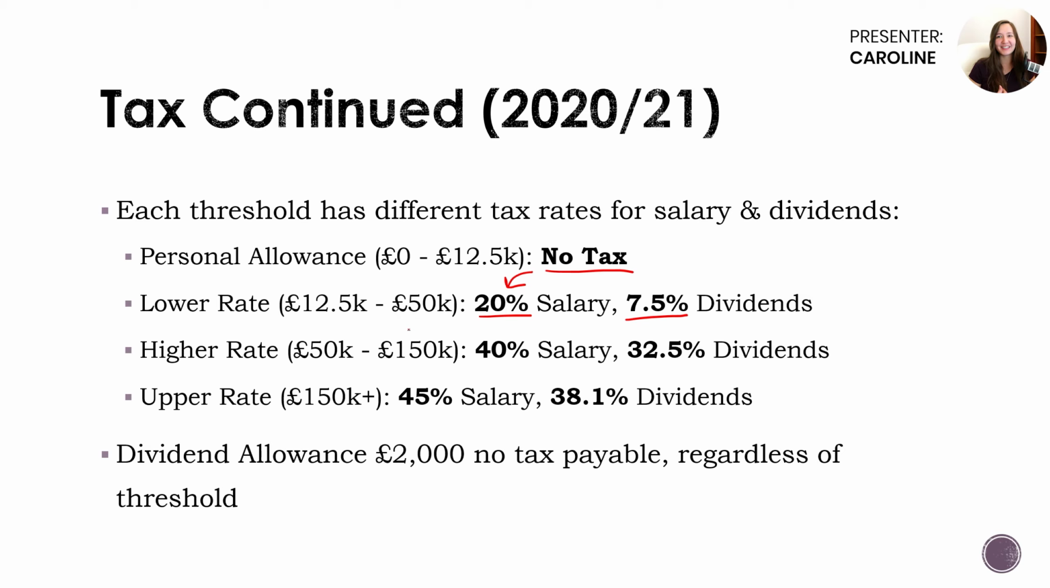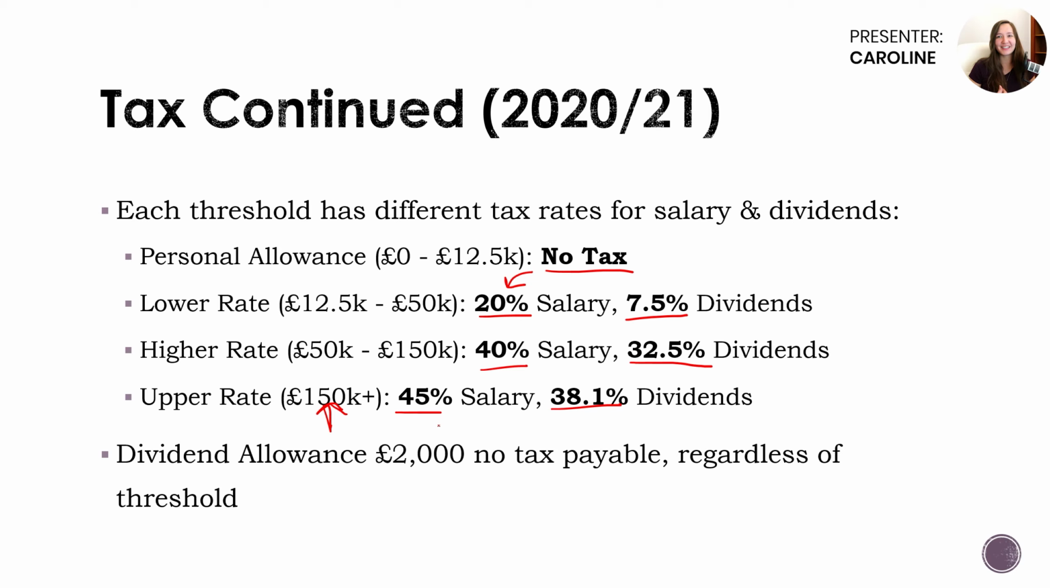The higher rate threshold between 50,000 and 150,000 has 40% tax on salary and 32.5% tax on dividend. The upper rate threshold after 150k is 45% on salary and 38.1% on dividends. So you're just at this point anyway, you're capped out on everything that you could be, so you would have no personal allowance, and also your tax rate would be at maximum.